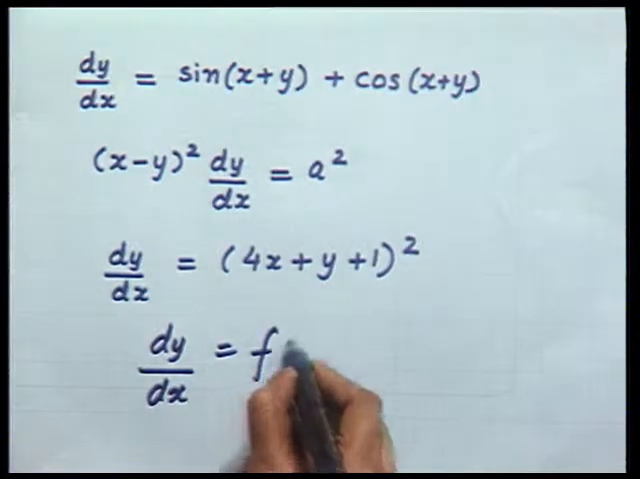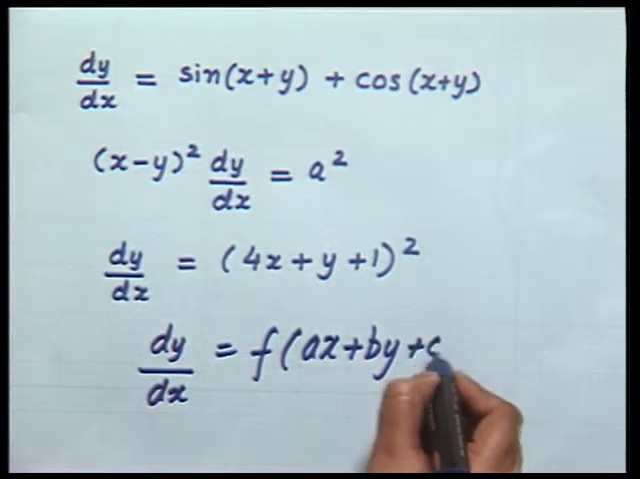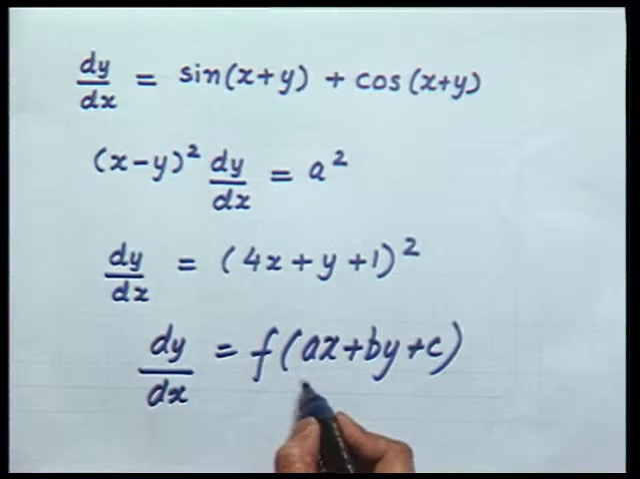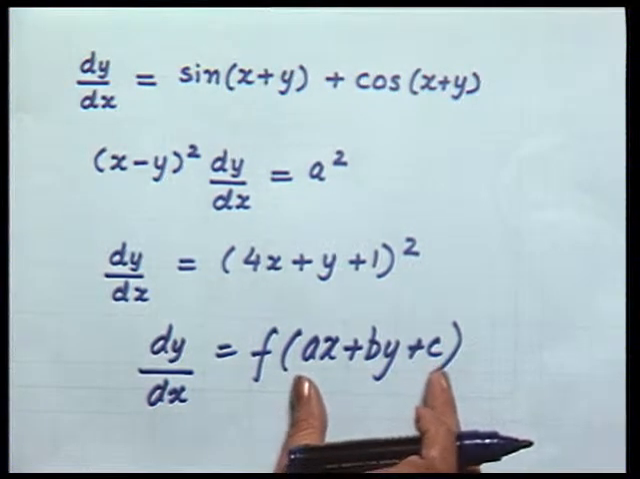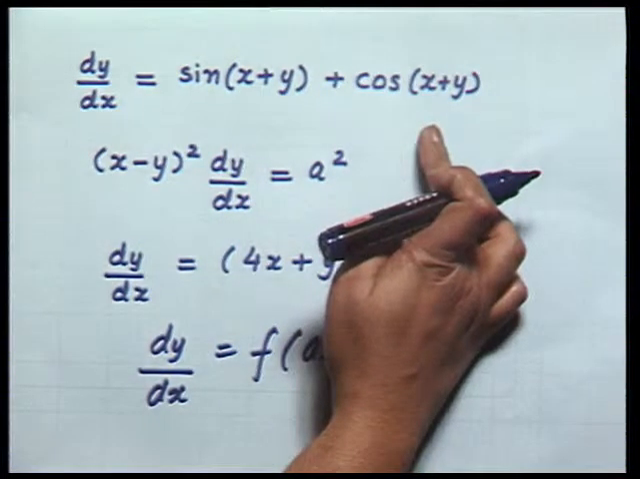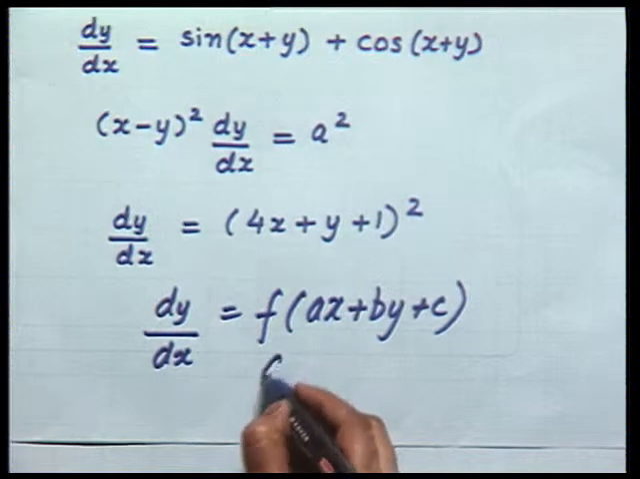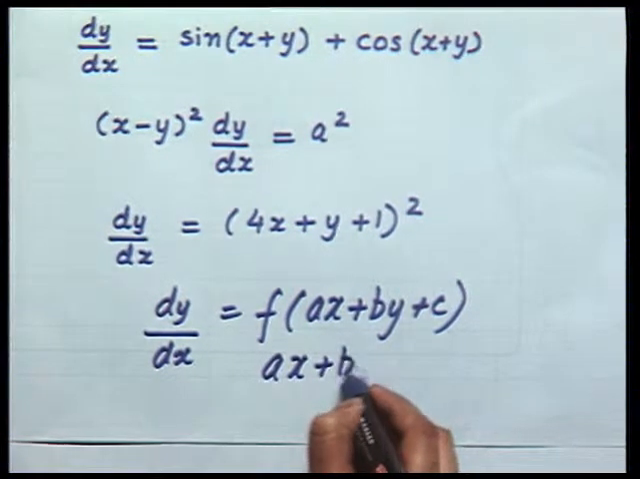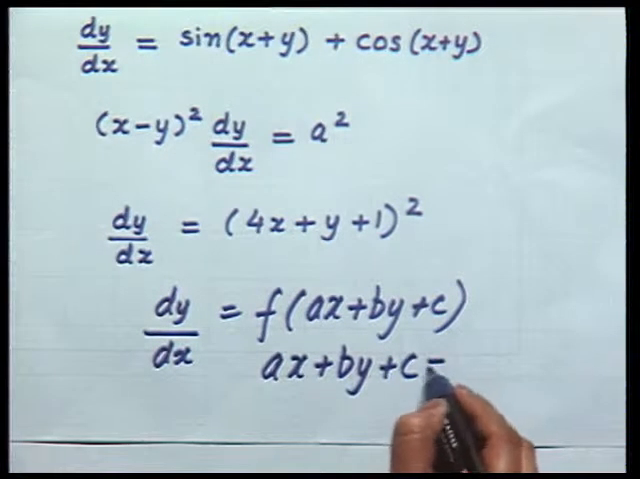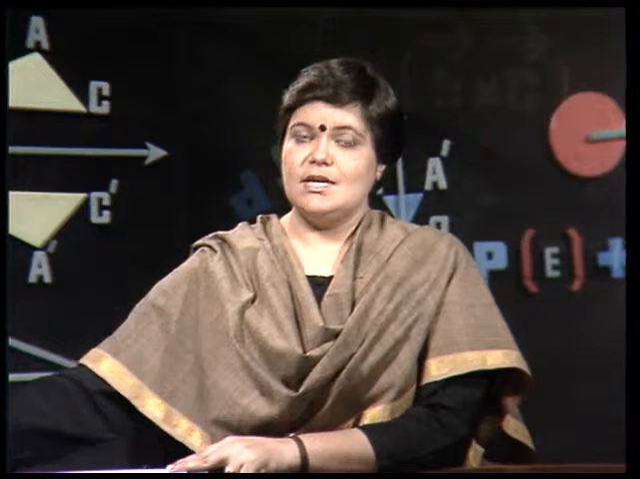Take a good look, and now if I say that they all come in the category where dy by dx is the function of ax plus by plus c. That is, dy by dx is a function of the linear combination of x and y. So, I can't separate x and y, but if I take a special substitution, and the special substitution is to take ax plus by plus c to be equal to t, then the equation will work out. Let us see if it does.